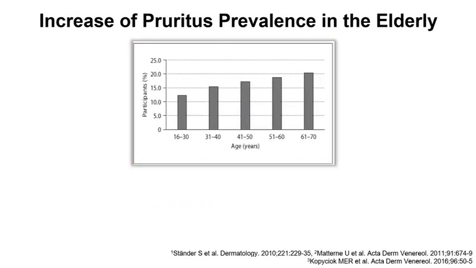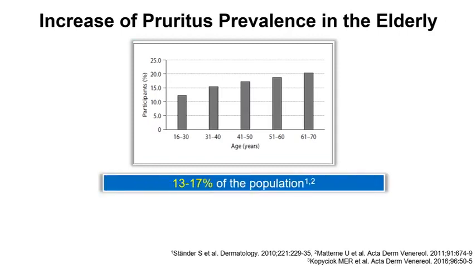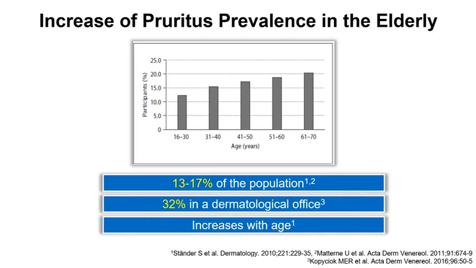We have some large prevalence studies from Germany pointing to a point prevalence of pruritus between 13 and 17% of the general population. And these numbers are similar to the occurrence of chronic pain in the population. Of course, we find pruritus more frequently in dermatological offices because there we find a lot of diseases which induce pruritus, just to think about atopic dermatitis and psoriasis.